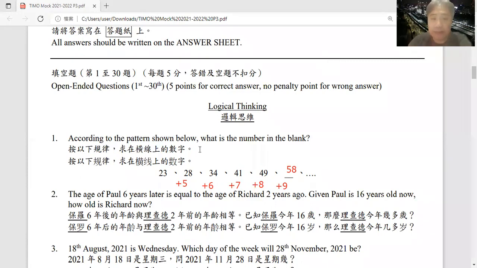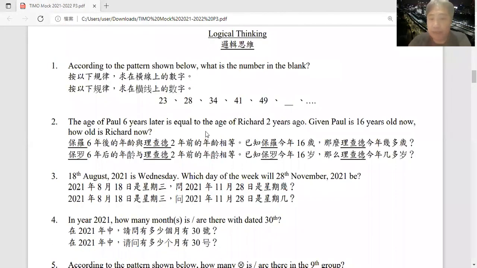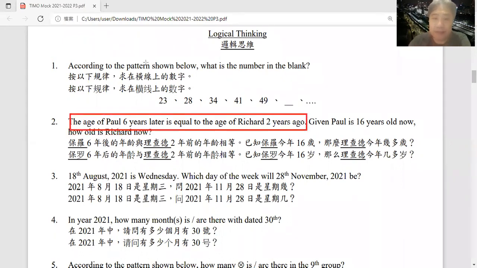Okay, next one. The age of Paul 6 years later equals the age of Richard 2 years ago. Paul is 16 years old now. How old is Richard now? From this sentence, you will know that Richard is the older one. The difference will be 6 + 2, which is 8. So now Paul is 16, Richard will be 16 + 8 years old, which equals 24.